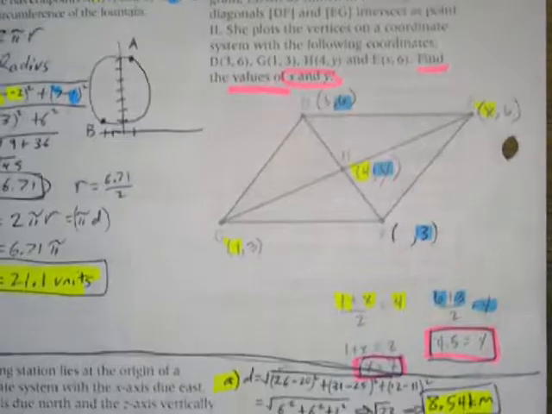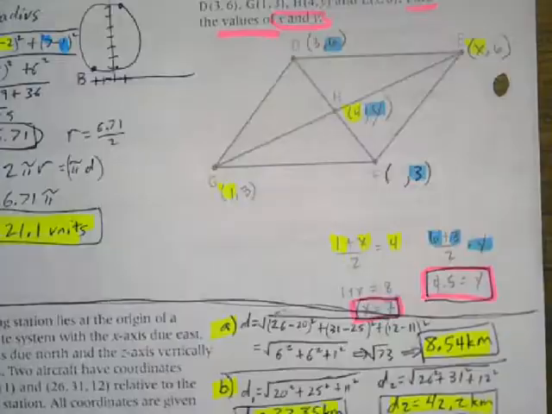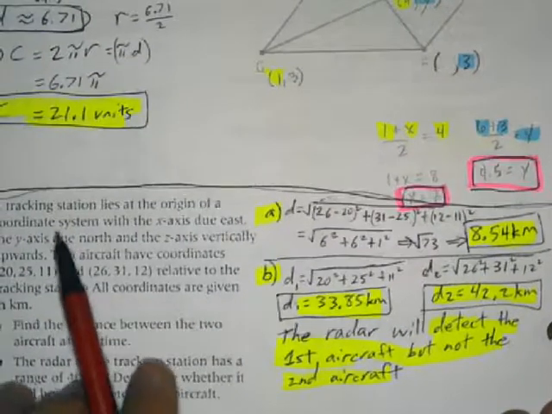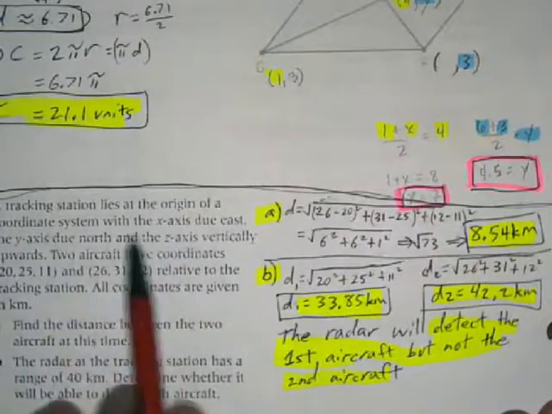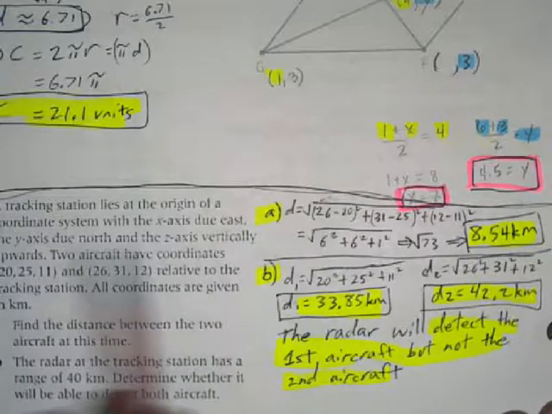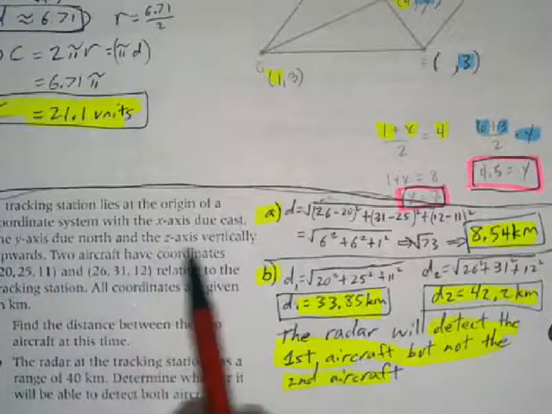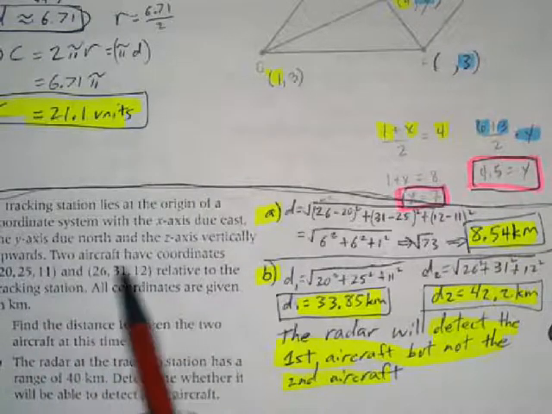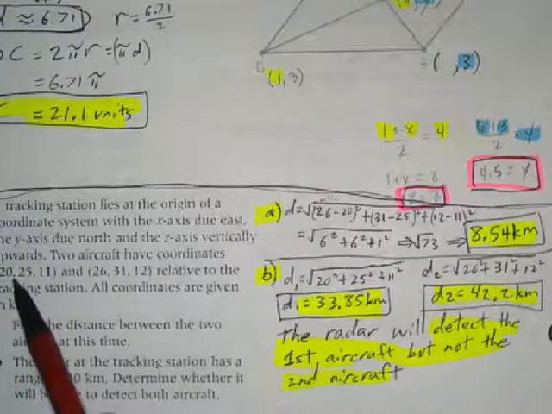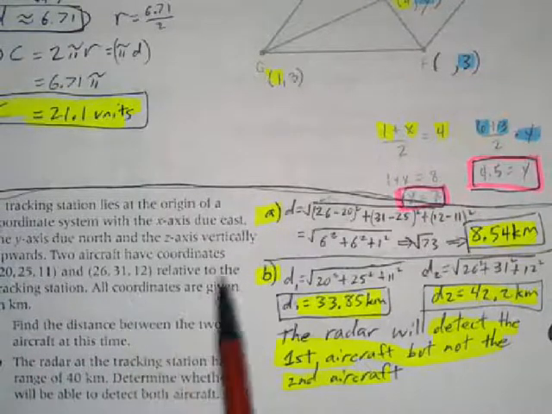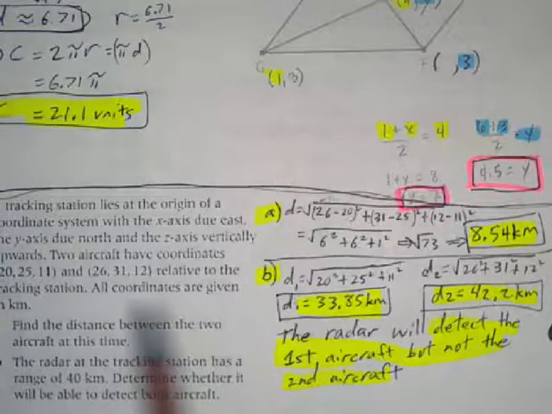Okay, let's look at the last question here. We've got a tracking station that lies at the origin, and the coordinates are in the x and y axis. X is due east, the y-axis is due north, and the z is vertically upwards. Two aircraft have coordinates of (20, 25, 11) and (26, 31, 12) relative to the tracking station. All the coordinates are in kilometers. Find the distance between the two aircraft.